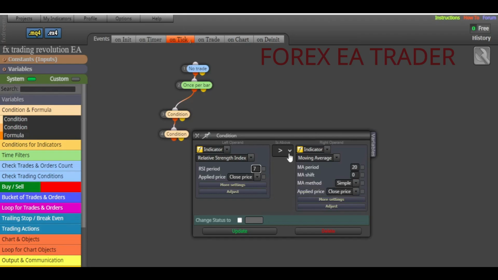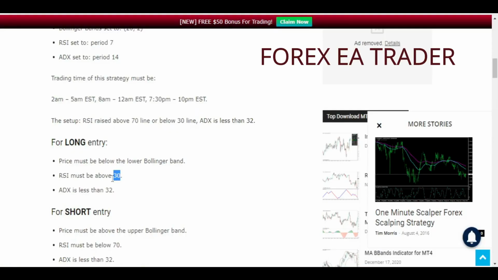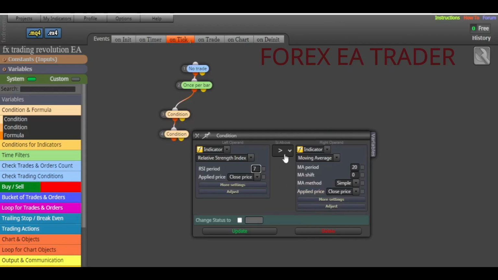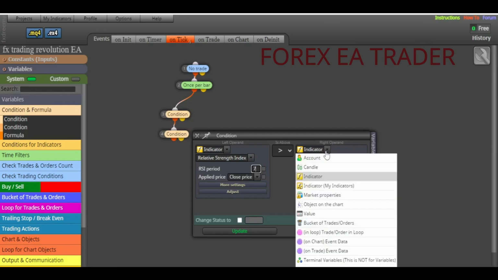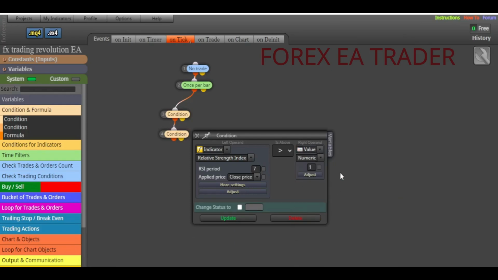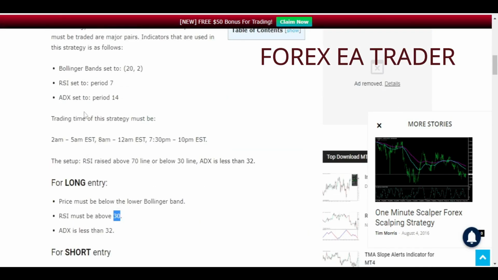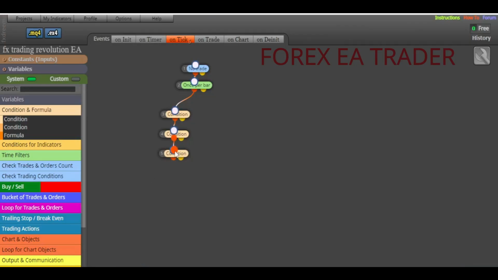And they said it needs to be above the 30 line. So we are going to use above, and we are going to say value above 30. Then we are going to take another condition, the last condition, which is ADX. ADX is, I believe, average directional index or something like that. Let's just double click and go in there.